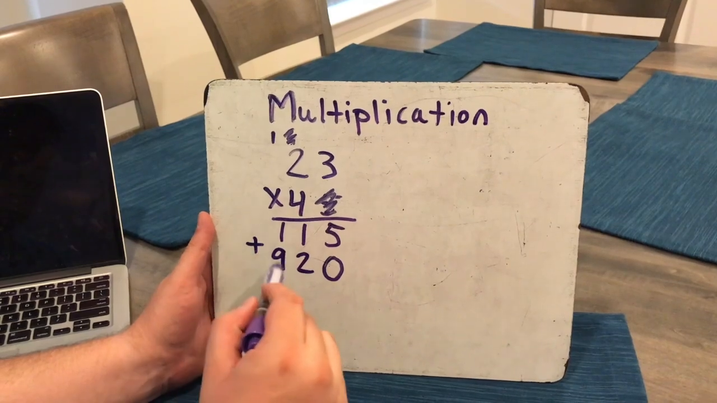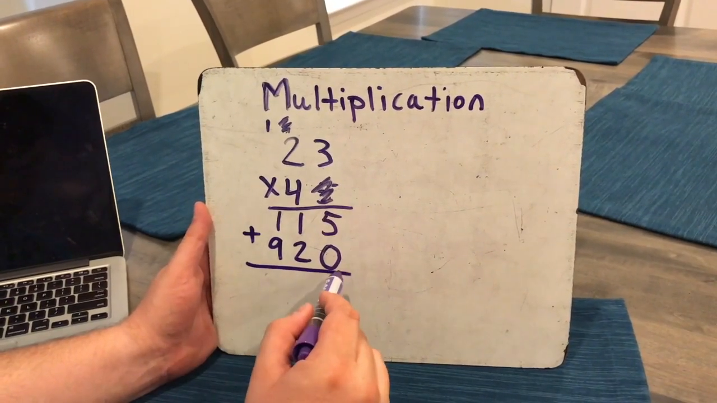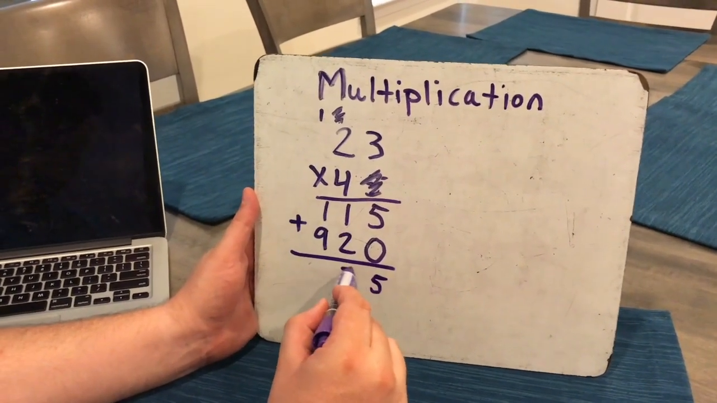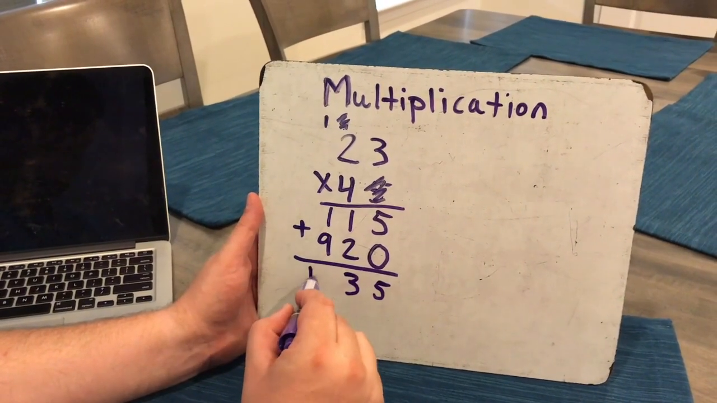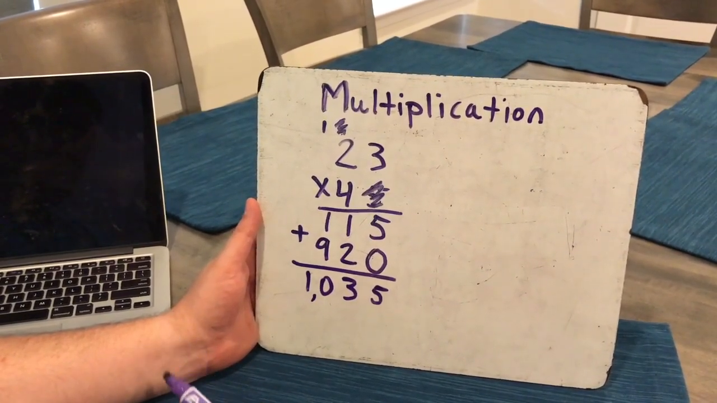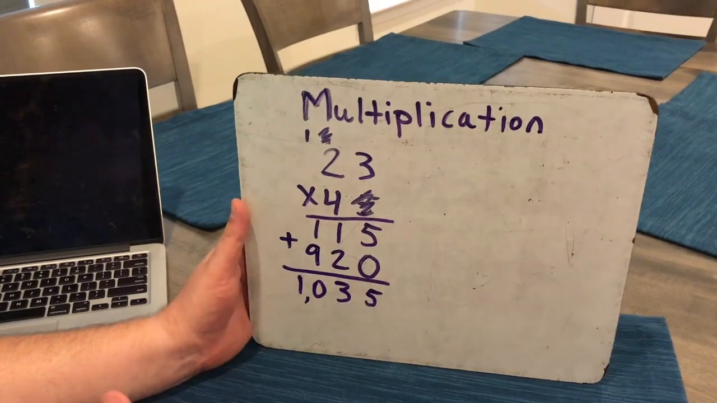I'm going to add these two numbers together. So 5 plus 0 is 5, 2 plus 1 is 3, 9 plus 1 is 10, put my comma right there, 1035. Okay, that's traditional multiplication.